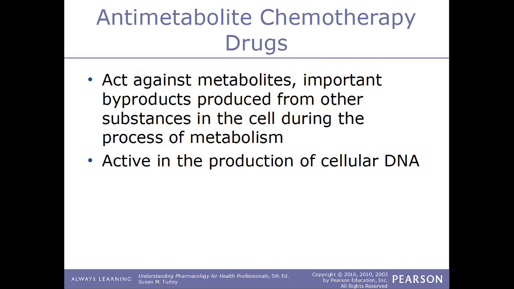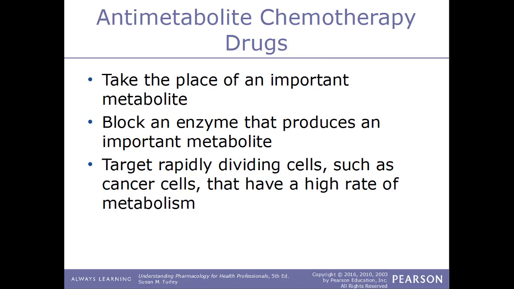Alright, the first category of chemotherapy drugs we'll talk about are the antimetabolites. These drugs act against metabolites, which are important byproducts that are produced from other substances in the cell during the normal process of metabolism. Metabolites are active in the production of cellular DNA. Antimetabolite drugs will block an enzyme that produces an important metabolite, because they take the place of a metabolite.